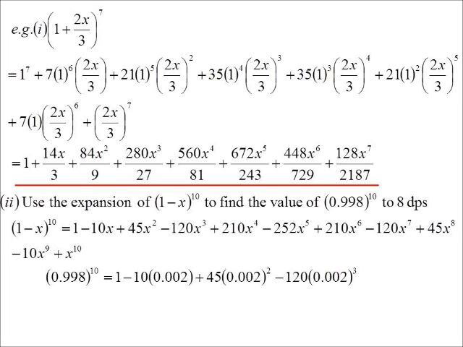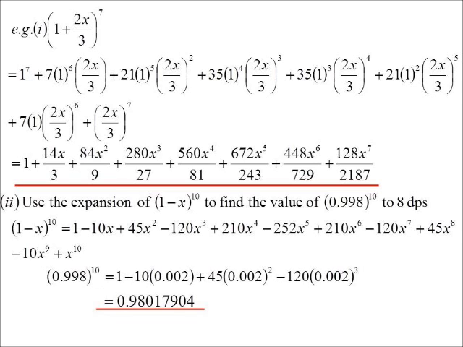10 times 0.002. Move the decimal point one place. 45 times 0.002 squared. Well, 0.002 squared would be point... how many zeros? Anyway, put it all together, and there you go, 0.980179904. You would say confidently to the person, and they would say, thank you very much, and they'd be on their way. Maths, it's great.